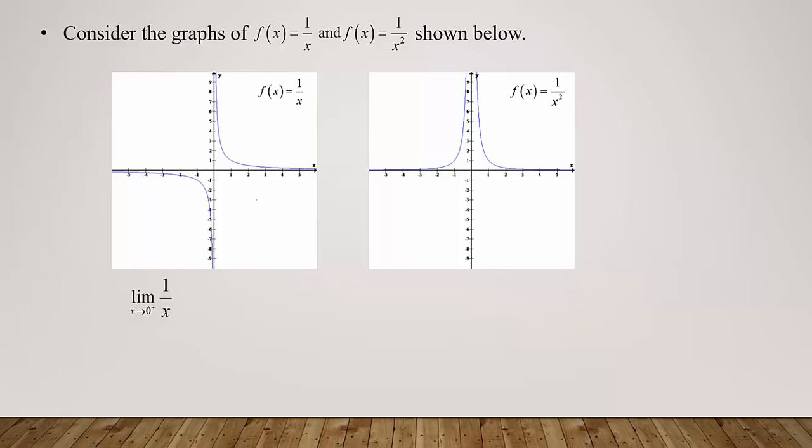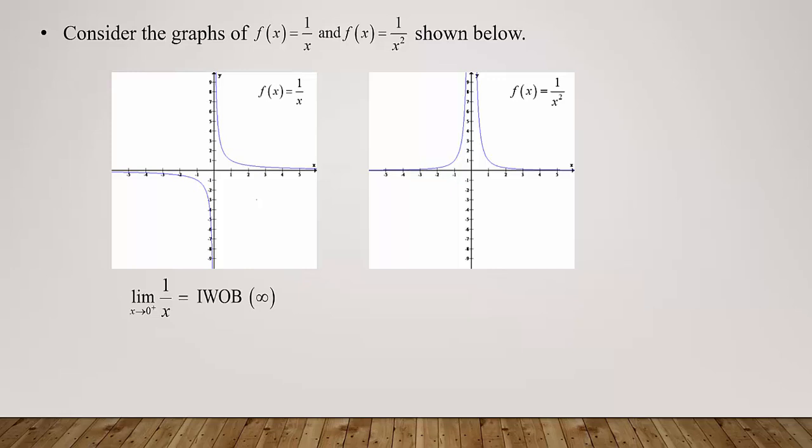So let's say we wanted to find the limit as x approaches 0 from the right side of 0 of 1 over x. It looks like as x approaches 0 from the right side, the y values are getting larger and larger and larger. The y values are increasing, and there's actually no bound to their increasing behavior. So the y values are increasing without bound, IWOB.